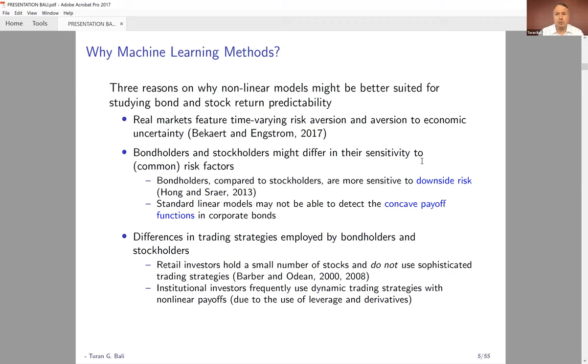Also, these two different groups of investors, retail versus institutional investors, might differ in their sensitivity to risk factors. For example, compared to stockholders, bondholders are more sensitive to downside risk, okay? And standard linear models may not be able to detect the concave payoff functions in corporate bonds. And also, these sophisticated institutional investors frequently use dynamic trading strategies with nonlinear payoffs due to their frequent use of short selling, leverage, and derivatives. So that's why we conjecture that machine learning models will be able to capture these nonlinearities in the data.